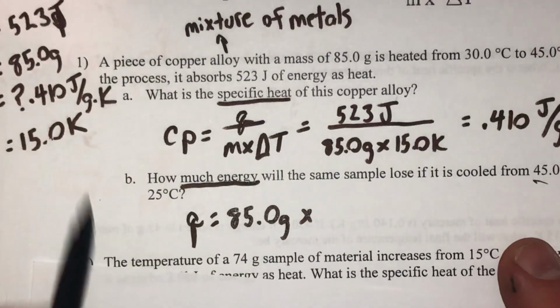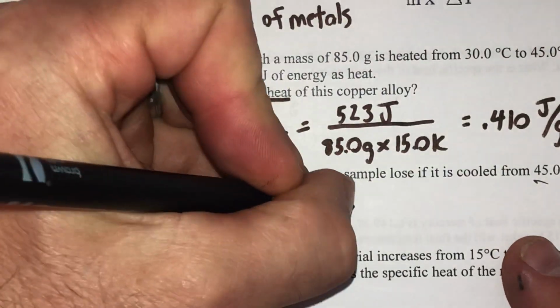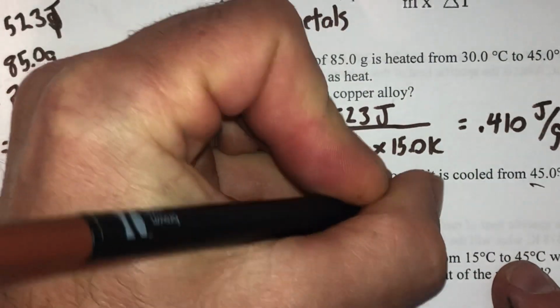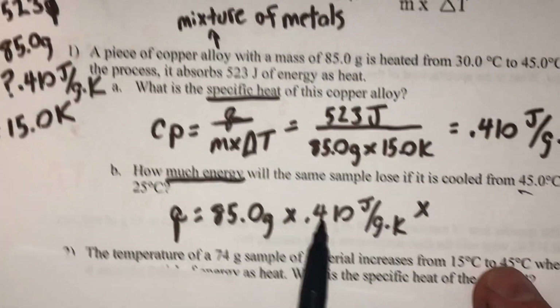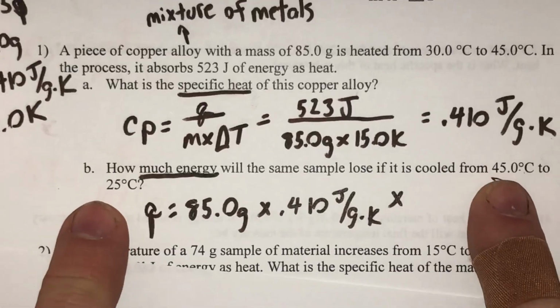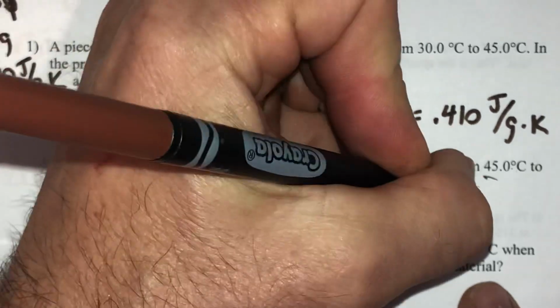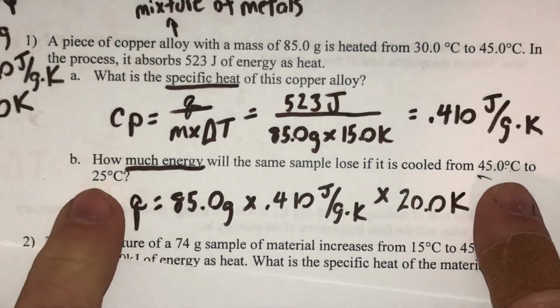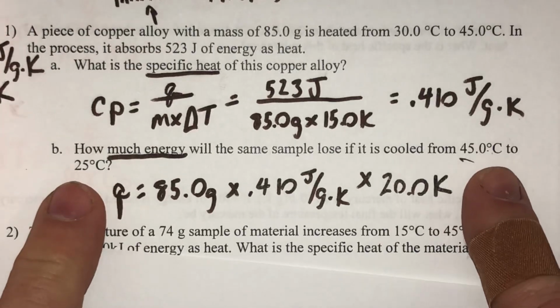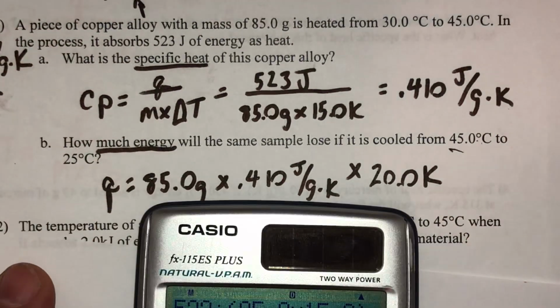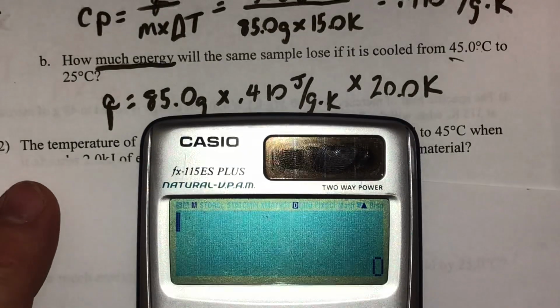Our Cp, we just figured that out, is 0.410 joules per gram Kelvin. Our delta T is a 20-degree change, so it's 20 Kelvin, or degrees Celsius. Remember, the temperature change is the same in Kelvin or degrees Celsius. So let's multiply all those and see what we get.